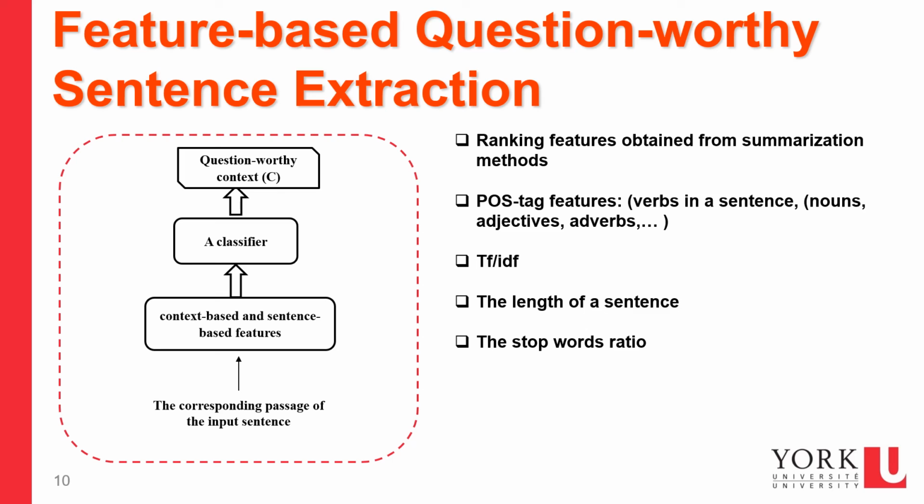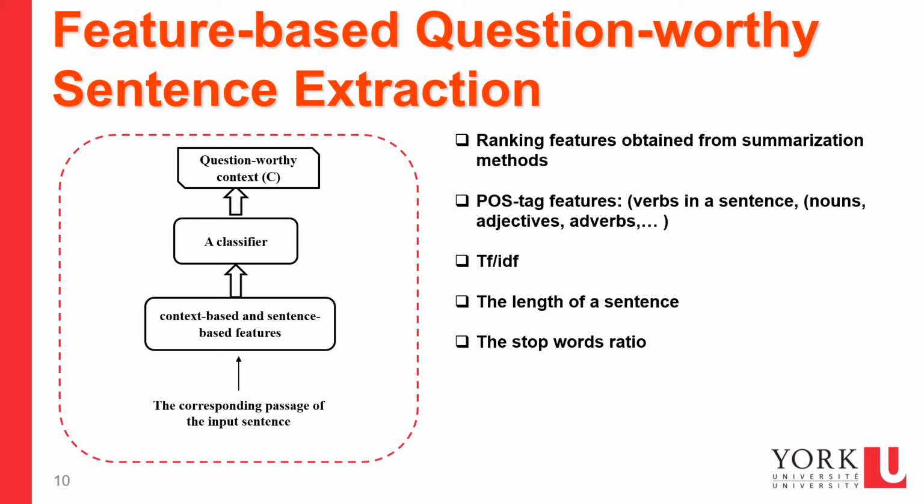So first, for all the sentences we make some features. Because this work is similar to summarization methods, the first feature is the ranking feature. We run the summarization method, and it gives us a rank for each sentence, and we extract our rank and normalize it for the whole document and take it as a ranking feature.